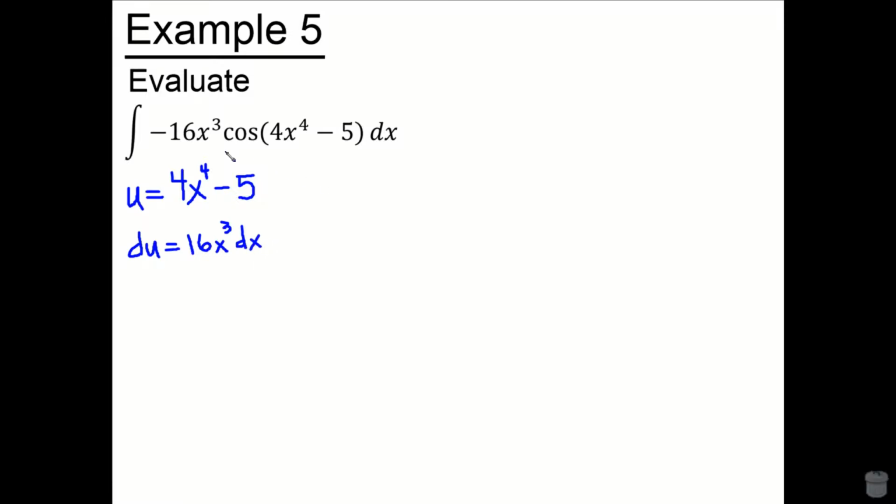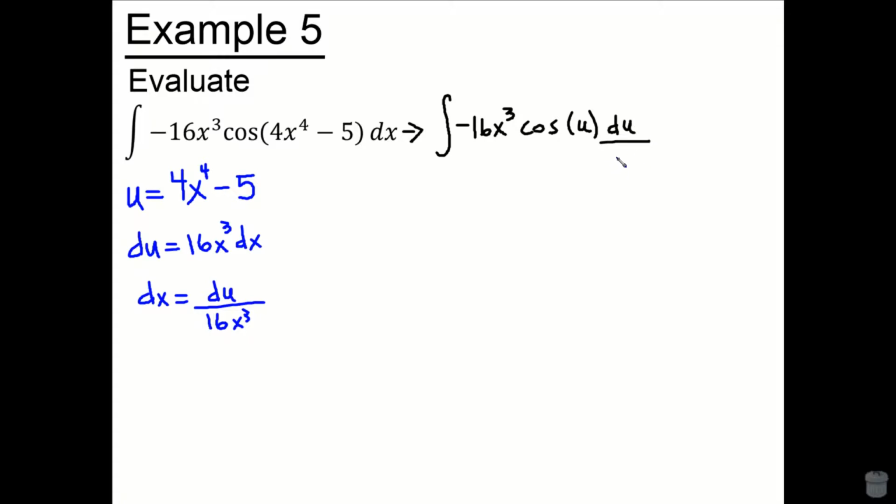Here it sets up nicely. I already have a 16x cubed and a dx. I'm going to set this up the other way by solving for dx, so you can see that it will always work out. From here, we are going to take the indefinite integral of negative 16x cubed times the cosine of, in this case, u. dx is now du over 16x cubed.